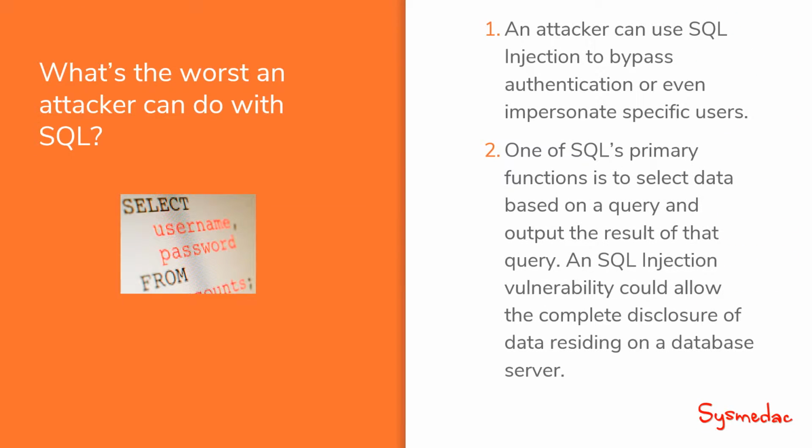What worse can happen when an SQL injection attacks your web application or the web server of your website? First one, an SQL injection used by an attacker can bypass your authentication or even impersonate a specific user. The next is, the primary function is to select a query based on your result and output, which can disclose your website data completely, or alter your data, or completely remove or delete it from your database web server. Sounds scary, right?